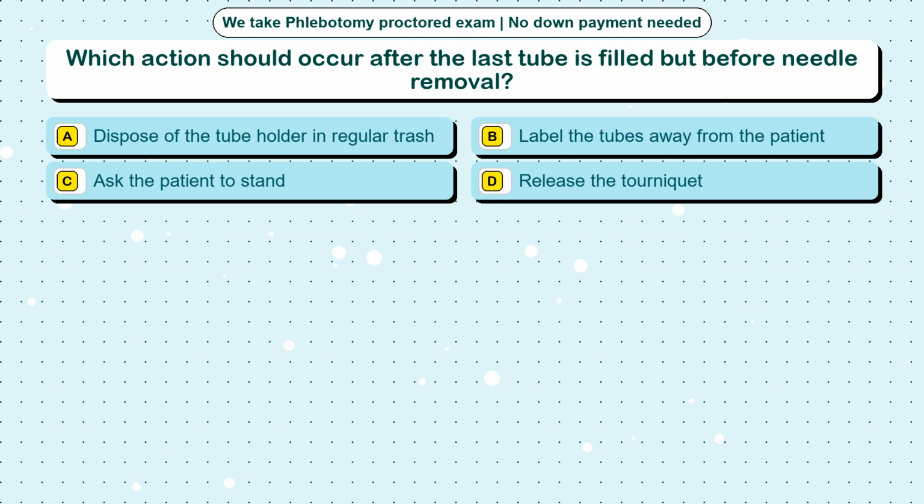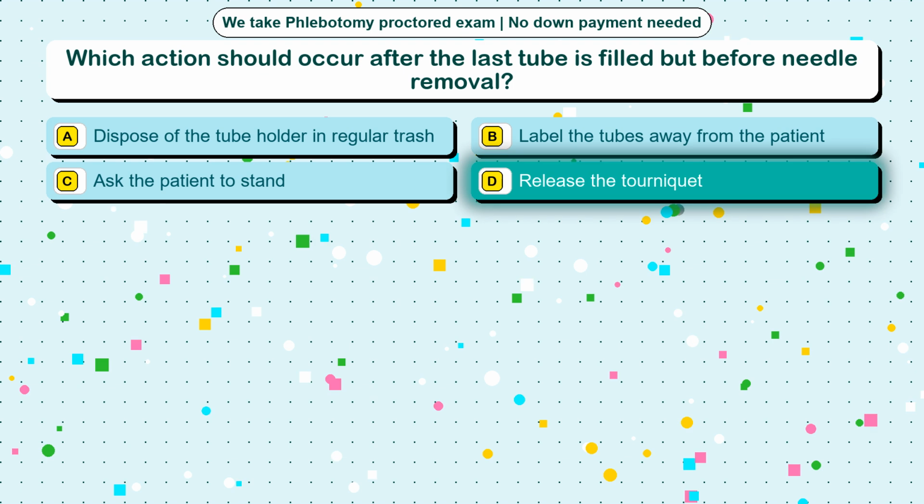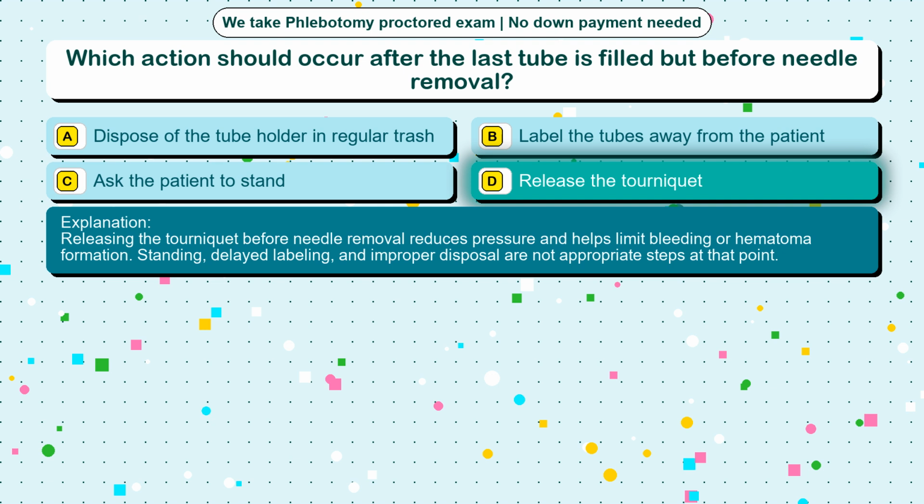Question 32. Which action should occur after the last tube is filled but before needle removal? Option A. Dispose of the tube holder in regular trash. Option B. Label the tubes away from the patient. Option C. Ask the patient to stand. Option D. Release the tourniquet. The correct answer is option D. Release the tourniquet. Releasing the tourniquet before needle removal reduces pressure and helps limit bleeding or hematoma formation. Standing, delayed labeling, and improper disposal are not appropriate steps at that point.